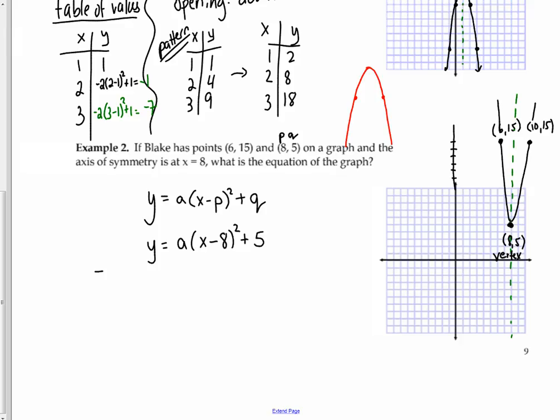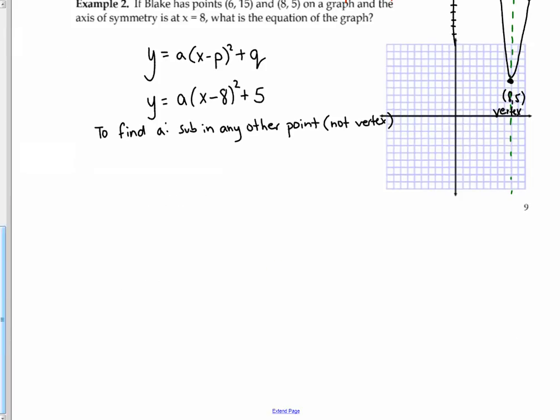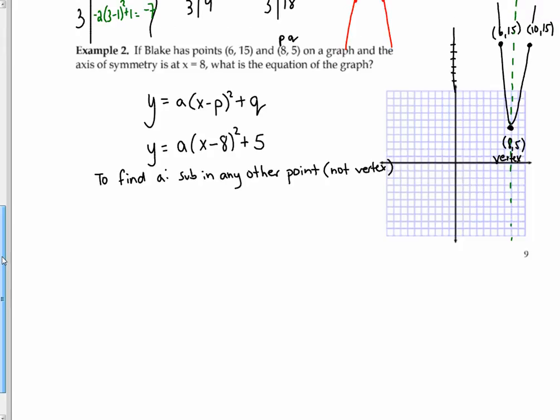So to find a, sub in any other point. When I say other, any other point, just not the vertex, because if you plug in the vertex, everything's just going to cancel and it's not going to help you out. So we need to plug in a point other than the vertex. Which point do we know that we want to plug in? (6, 15). So I'm going to replace x with 6 and y with 15, and then I can solve for a.